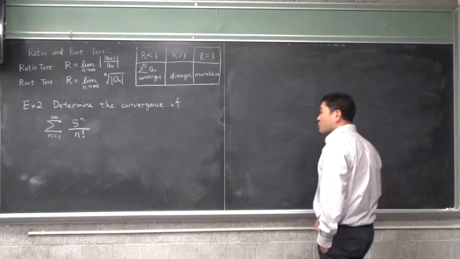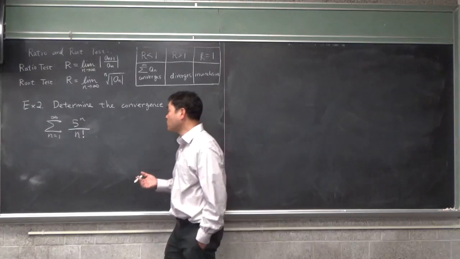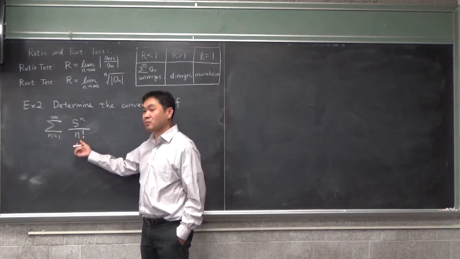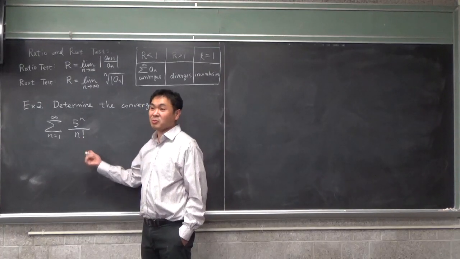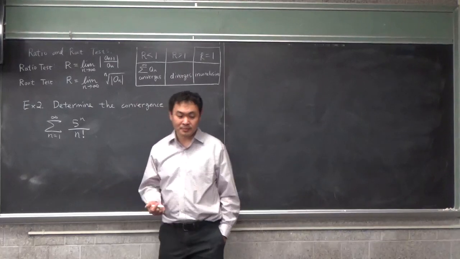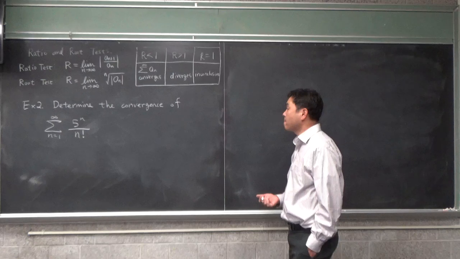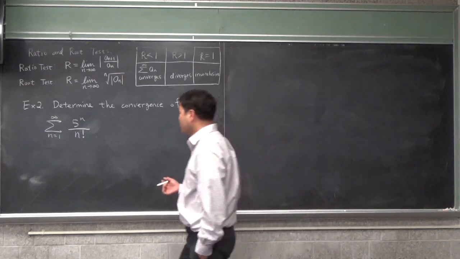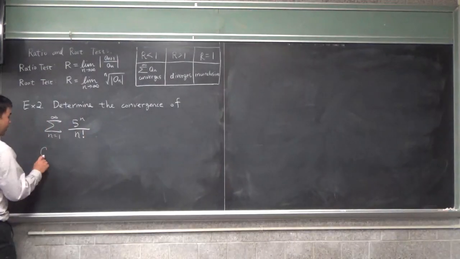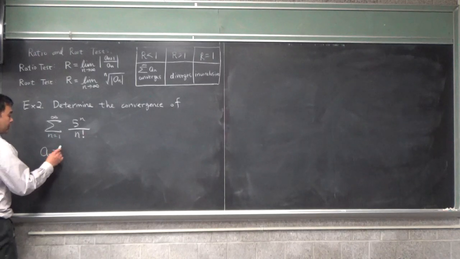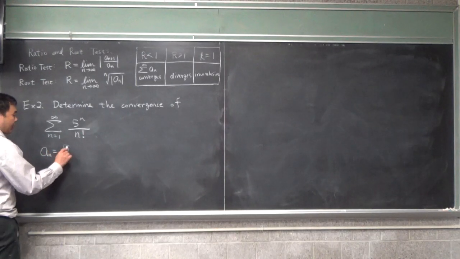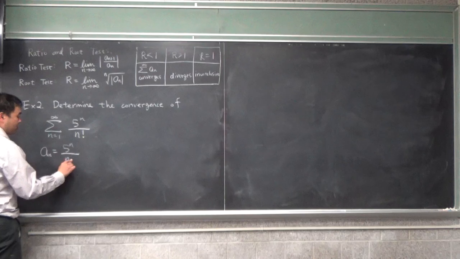Here's an example where a ratio test is easier to compute. As you can see, factorials usually mean you want to use the ratio test. So our a_n is 5 to the nth power over n factorial.